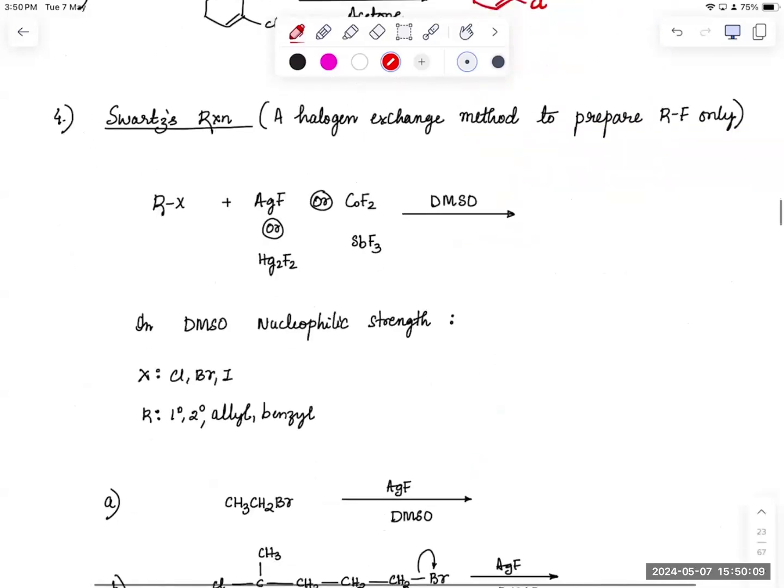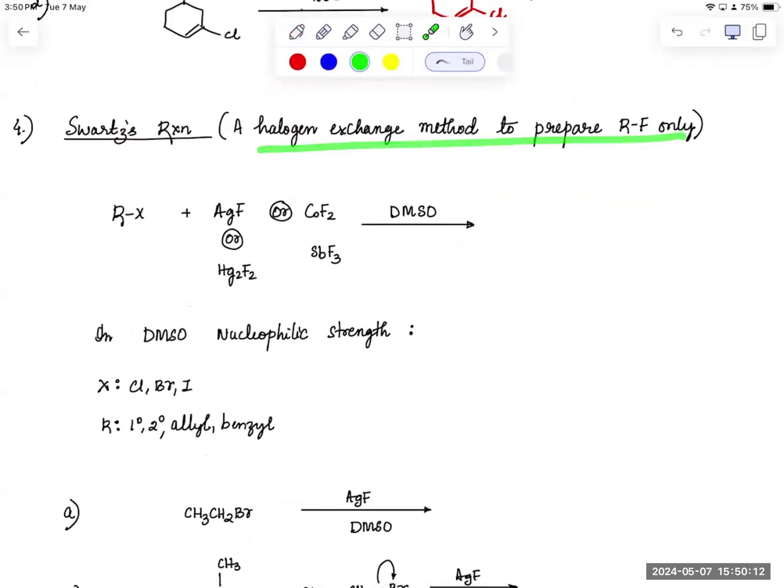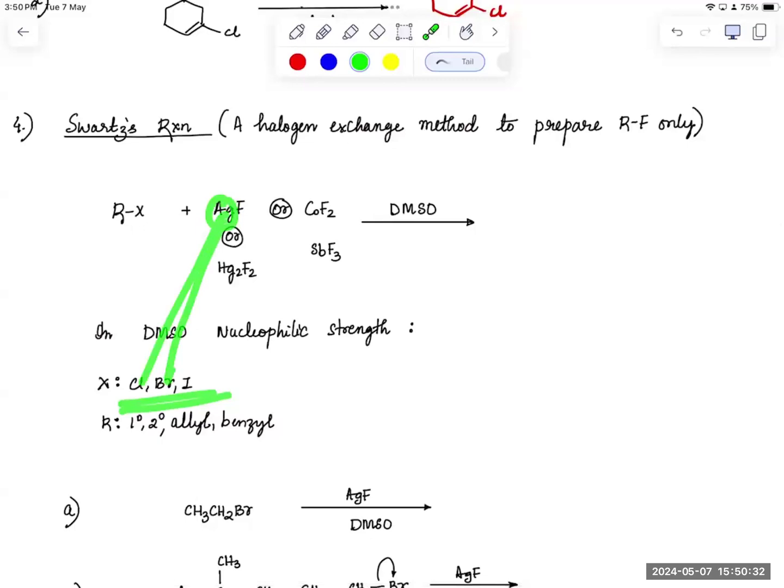Next, Swarts reaction. A halogen exchange method to prepare RF, alkyl fluoride. So here we need to add either AgF, Hg2F2, CoF2 or SbF3. All of them will form precipitates with other halogens like chlorine, bromine, and iodine. Like silver can form precipitate with chloride, bromide, and iodide. So when you add AgF to alkyl halide in the presence of DMSO, then AgCl will form precipitate and R and F will make a bond. So the product you will get is RF plus AgX.